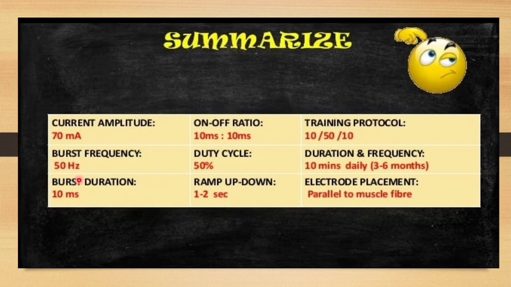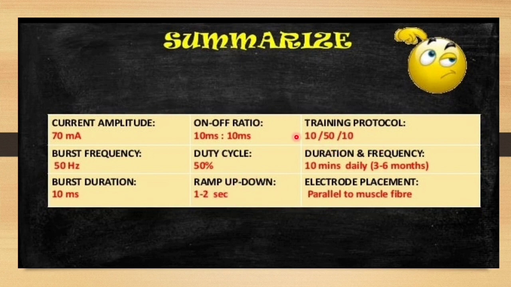And about the different protocols, the current amplitude is 70 milliampere. This is clinically used, but up to 100 milliampere can be used. The most clinically used current amplitude is 70 milliampere. Burst frequency is 50 hertz. Burst duration is 10 milliseconds. On or off ratio is 10 milliseconds of on, 10 milliseconds of off. The duty cycle is 50%. Ramp up and ramp down is 1 to 2 seconds.